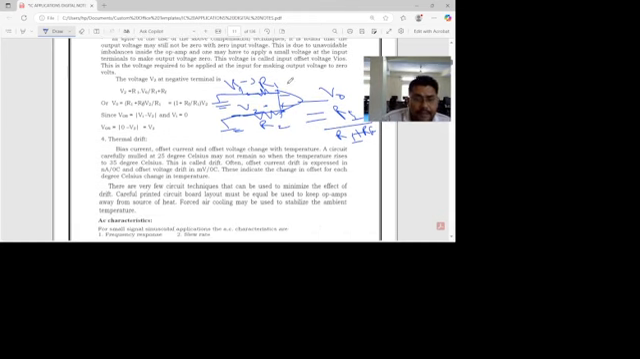Practically, we can say the input offset voltage is VOS. This VOS is nothing but the difference between V1 and V2. So V1 minus V2 equals VOS.